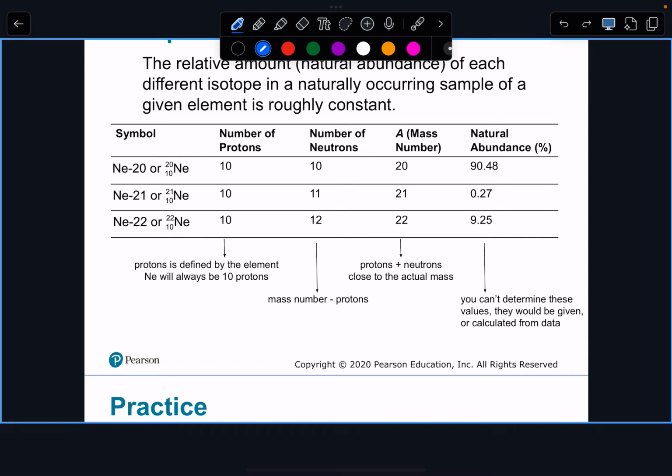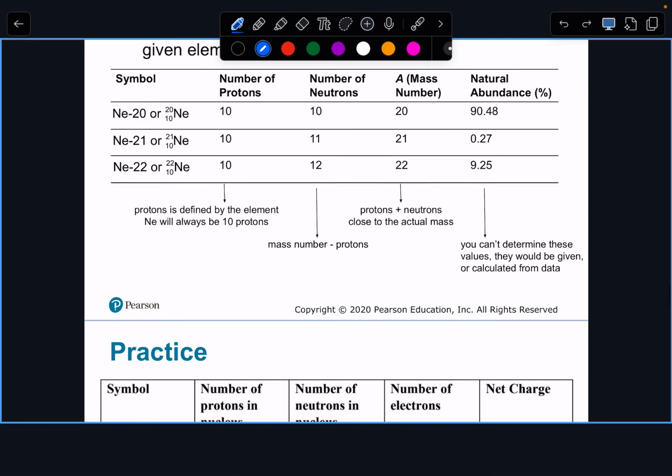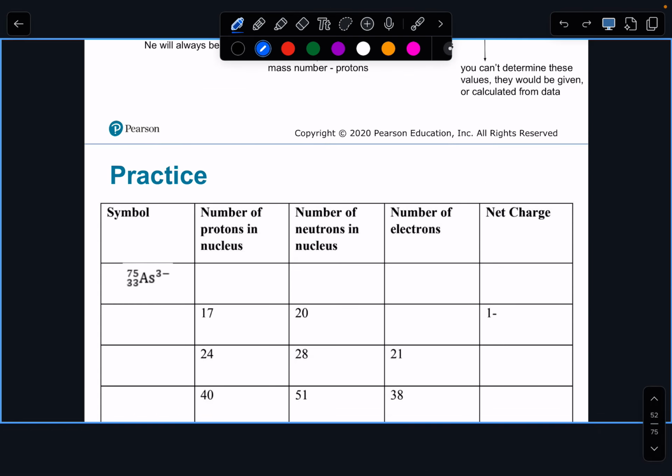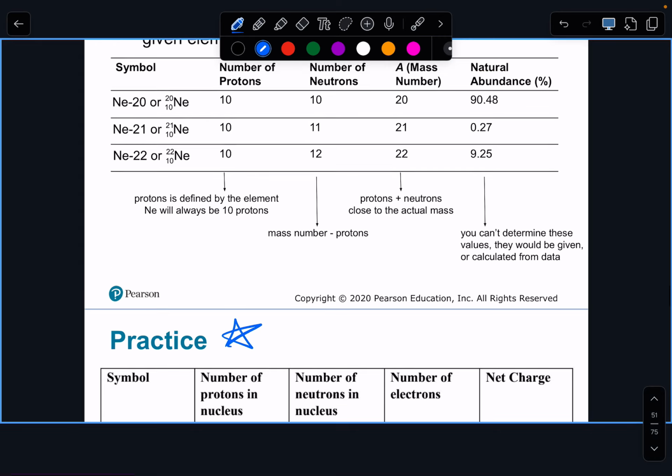Oh, do I want to do that yet? No, we're going to talk about this first. So we'll do these practice next. So this is what I mean by we're going to practice these symbols. You can see in this example, that one has a charge listed there, 3 minus, meaning it has 3 extra electrons. Okay, so we'll come back to that in a minute.